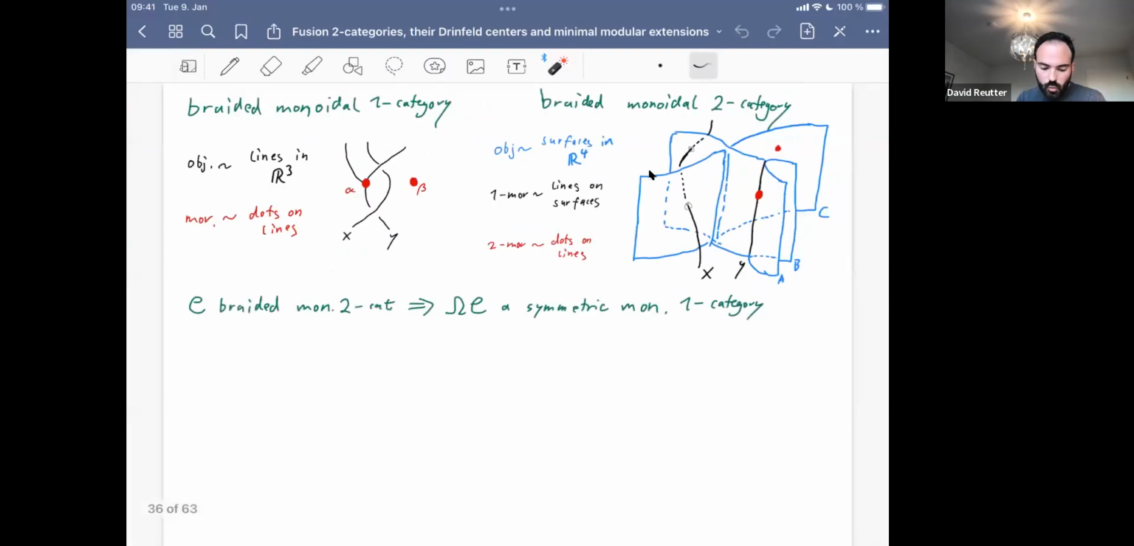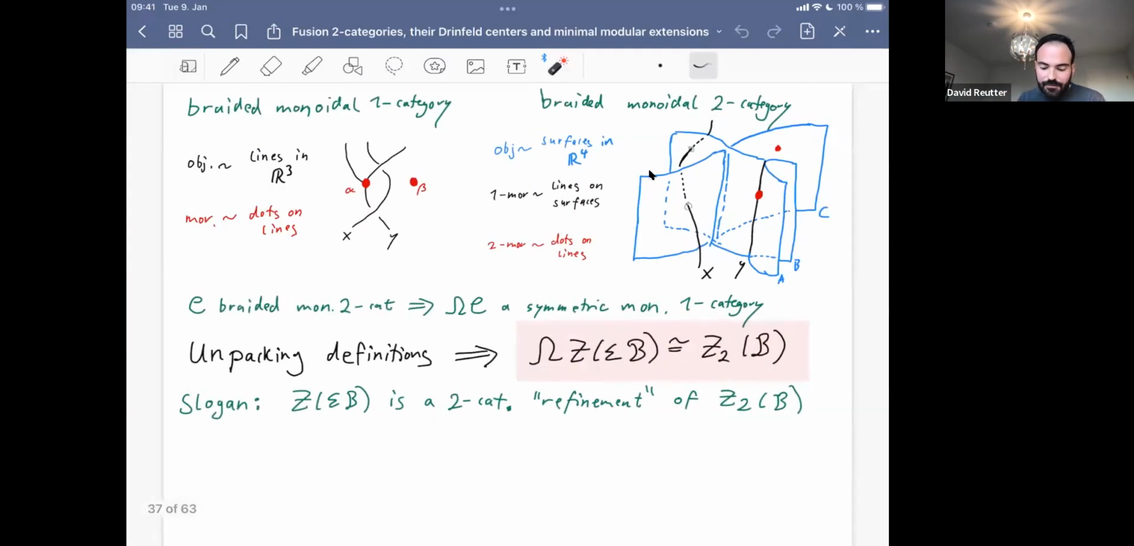And from these pictures, or otherwise from the axioms, you see that if I have a monoidal two category and I'm looking just at the morphisms of the tensor unit, so I'm just looking at the lines, I'm forgetting about all of these surfaces, then this forms a symmetric monoidal one category, because the braiding of two lines in four space is trivial, or you can braid and unbraid.